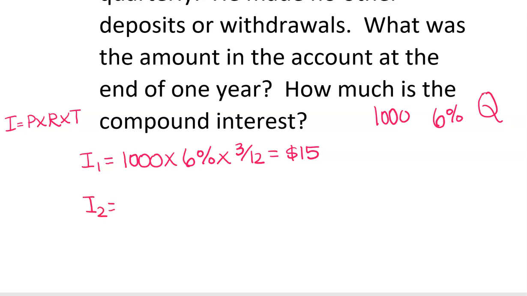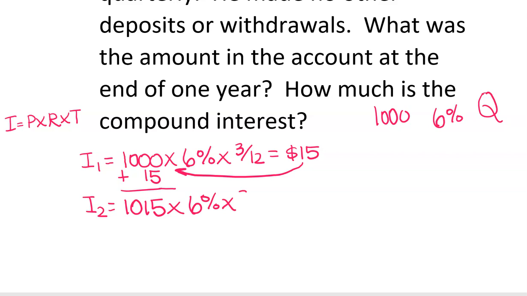Interest for period 2. Remember the interest is added on. So you're going to add $15 on to your previous principal. So the next one starts with $1,015. Same interest, same period of time. So 1,015 times 6% times 3 divided by 12. So $15.23.